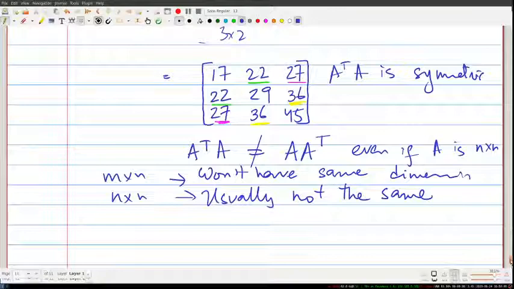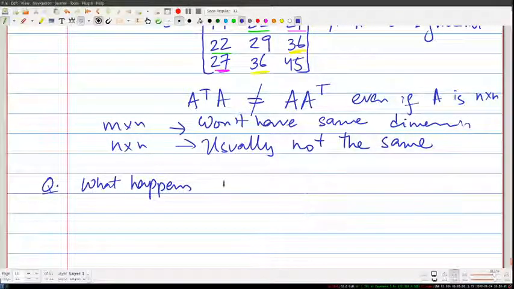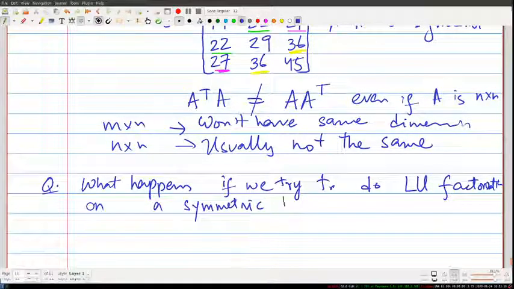Okay, here's the question. What happens if we try, so I'm combining two topics that we've done today. We've done LU factorization and we've done symmetric matrices, right? What happens if we try to do LU factorization on a symmetric matrix?